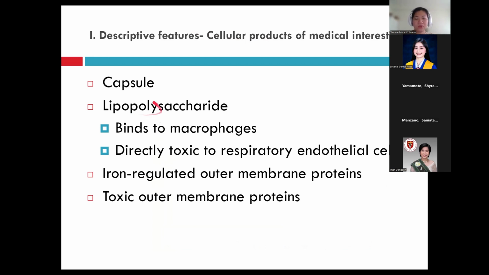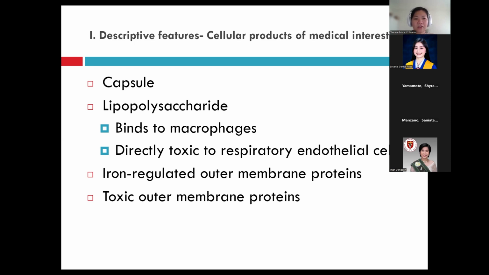Okay, so next we go to the LPS. This particular component of the bacteria binds to the macrophages, and it is directly toxic to the respiratory endothelial cells. So I mentioned earlier that this is a commensal of the respiratory tract, and once they are multiplying at high levels, they can cause disease. And LPS allows this bacteria to bind to macrophages. The macrophages are one of the main defense mechanisms in the lungs, and it can cause damage as well. It is directly toxic to normal endothelial cells of the respiratory tract.